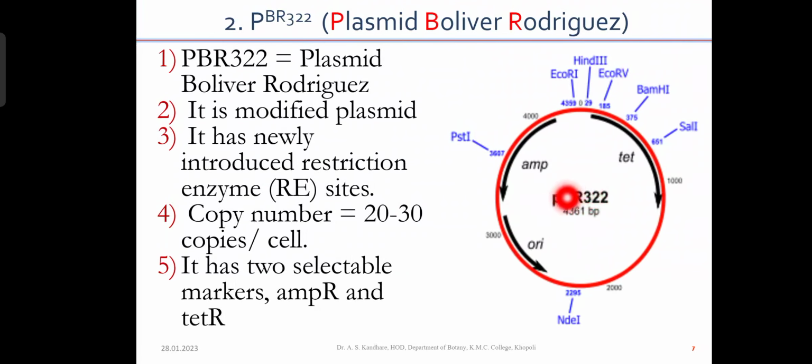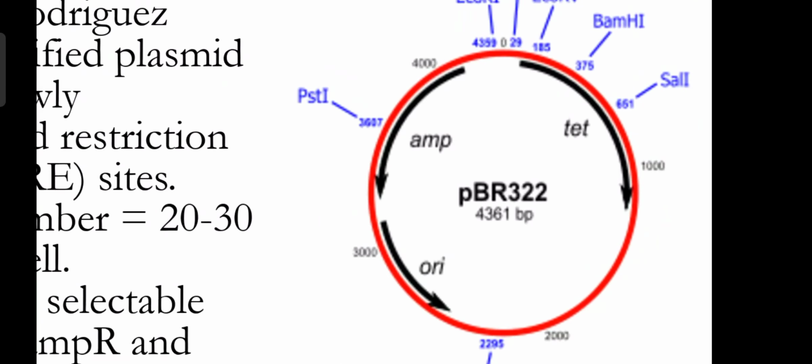So here is the figure, you can see PBR322. So this vector is having 4361 base pairs, isn't it?